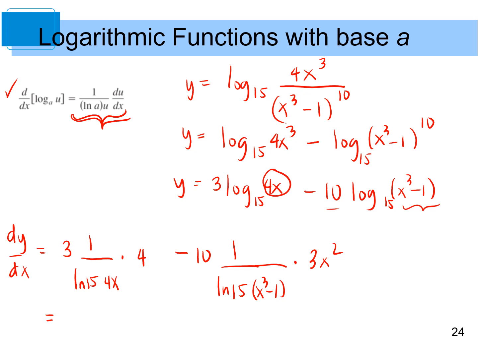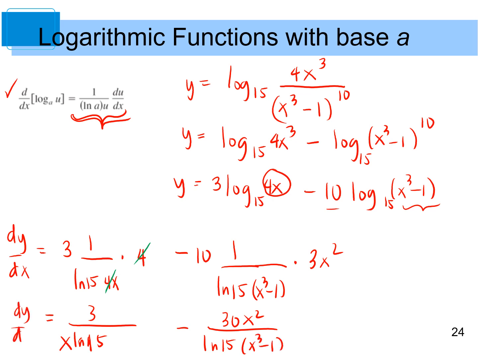So let's just simplify this. We can cancel 4 here. Thus, we have 3 over ln of 15 times x. So we can just write x here, minus, on the second term there's nothing to cancel. So this becomes 30x squared all over ln of 15 times x cubed minus 1. So this is now our derivative.